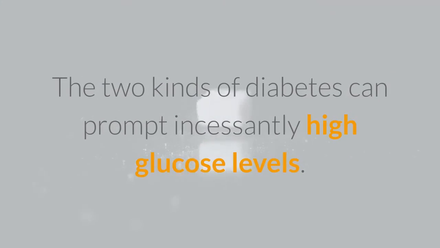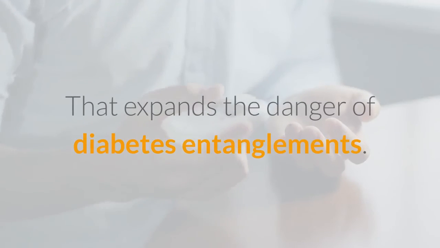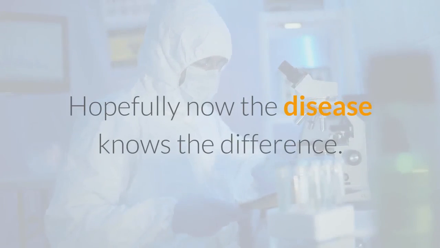Both types of diabetes can lead to chronically high blood sugar levels. That increases the risk of diabetes complications. It's basically the difference between type 1 and type 2 diabetes. Hopefully now you know the difference.